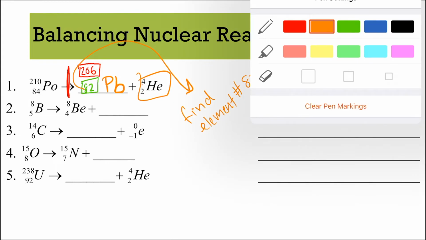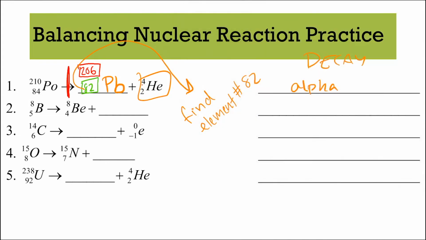Next question. We have 8 on the left side. We have 8 on the right side for the top number. So that means we can't add any more mass. That number has to be 0. And then, what plus 4 gives you 5? I would say 1. So a positive 1. And then if you look at Table O, that's the positron, a positive electron.